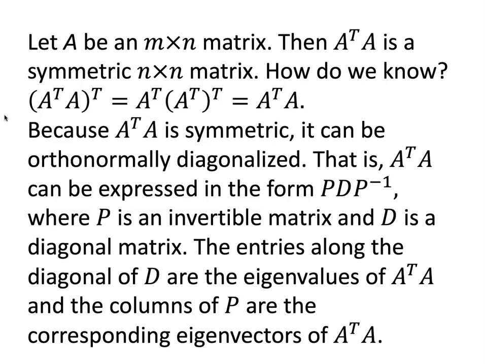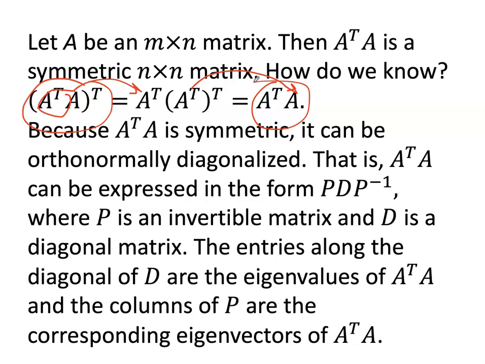Then A transpose A is a symmetric n by n matrix. How do we know? A transpose A transpose, again, use the law of transposes. This is going to be the same thing as A transpose times A transpose transpose, because one of the rules of transpose is that we reverse the order of the elements when we take the transpose. But A transpose transpose is just A. So notice this: A transpose A transpose is A transpose A. So if a matrix is its own transpose, that means it's symmetric.